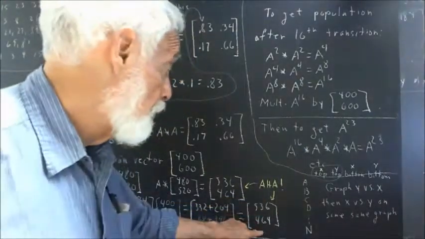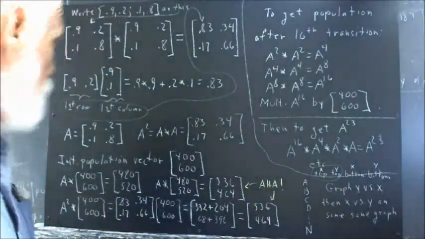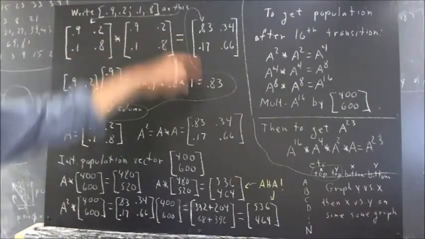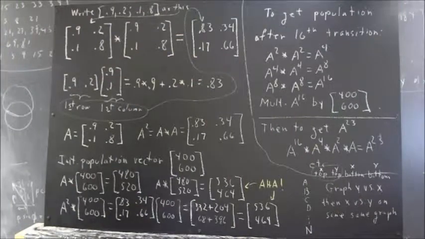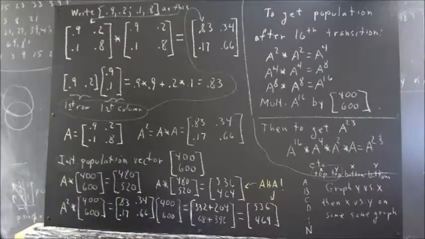Anyhow, this matches this, as it had better do, if this is to make sense. Okay, that's your basic idea of multiplying two matrices, and also of using the squared matrix to get a two-year transition matrix.